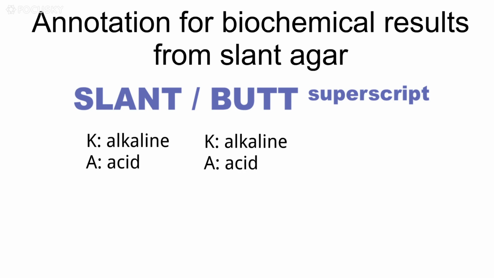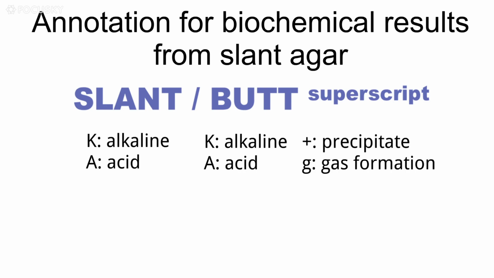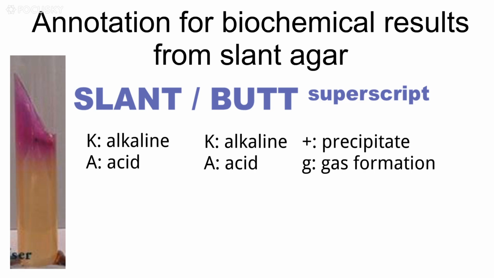Any other reactions such as precipitation written as plus or gas production written as G is annotated in the superscript. For example, the LIA tube in this picture showed purple or alkaline slant and yellow or acidic butt and no gas production or precipitation. Therefore, it is annotated as K/A.